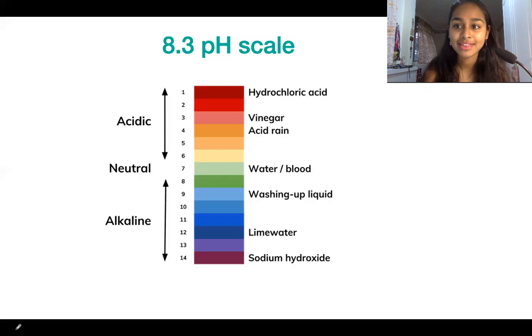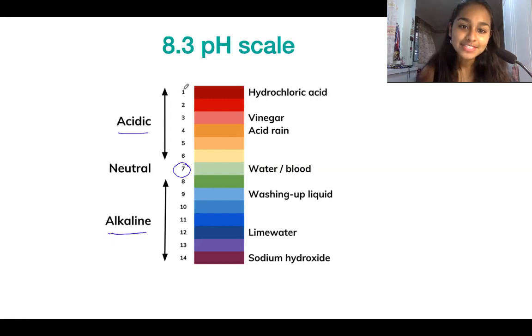Let's talk a little bit about theory to start off with. So this is the pH scale. Let's talk about what these numbers mean. A pH of 7 is going to be neutral. Anything from 1 to 6 is going to be acidic. And anything from 8 to 14 is going to be alkaline.